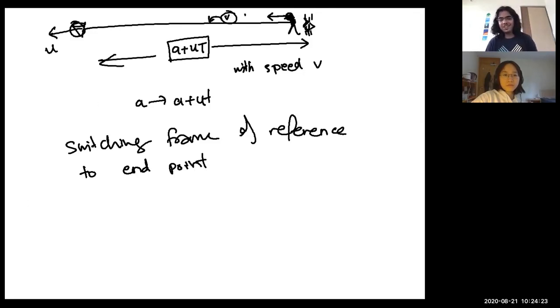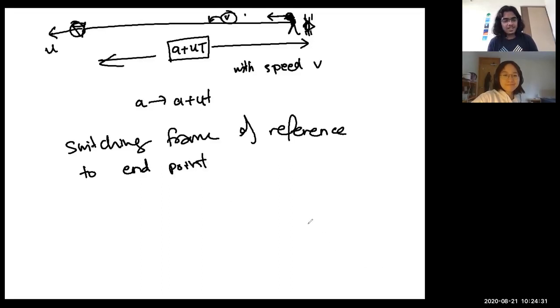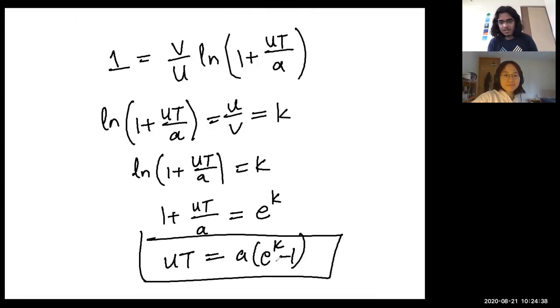That's exactly what we did here. We first solved a complicated problem, and now we're supposed to solve the return case. We reduced it to a previously solved case. And now the solution is simple. So in the first case, the answer was ut equals a times e to the k minus 1.